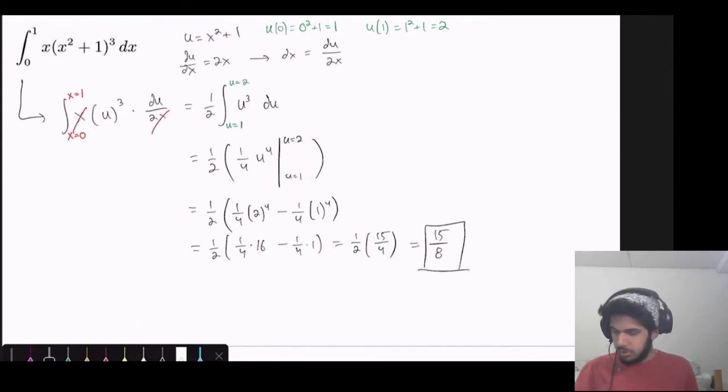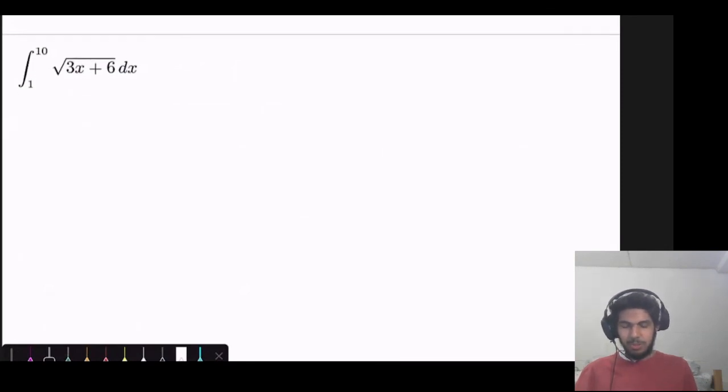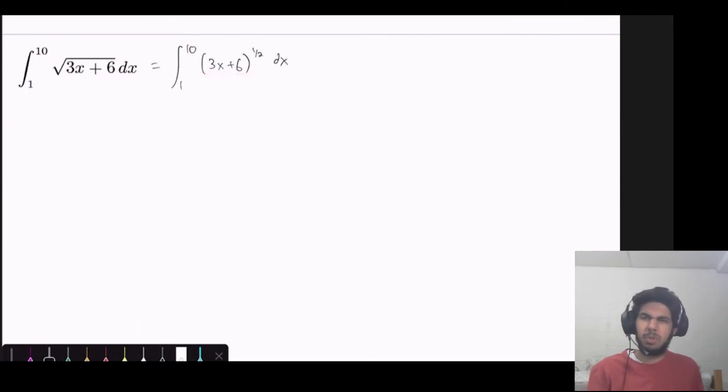All right, let's do a couple more examples. Here we go. The integral of the square root of 3x plus 6 dx, from 1 to 10. Power rule doesn't quite work here because this would be equal to the integral from 1 to 10 of (3x plus 6) to the 1/2 dx. You would hope to use the power rule, but when we're doing it on a 3x plus 6, that's kind of weird, so maybe not.